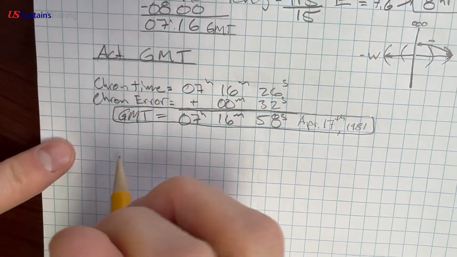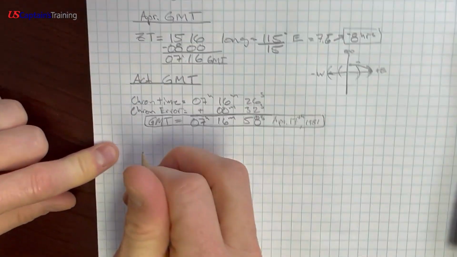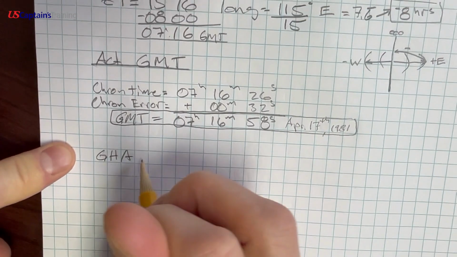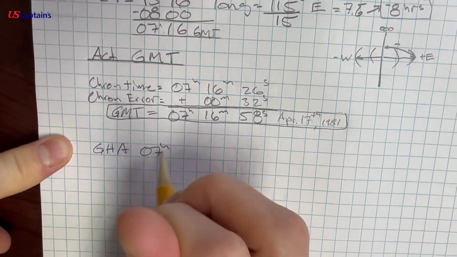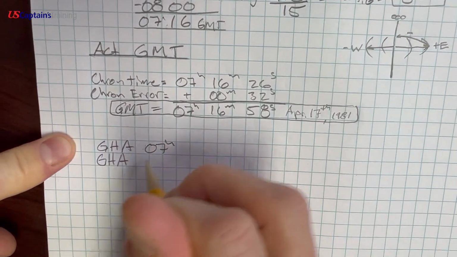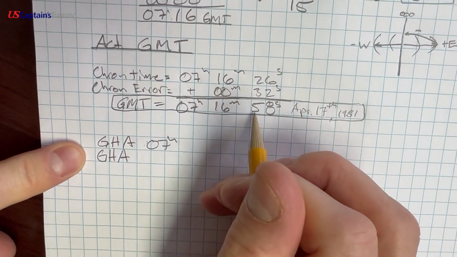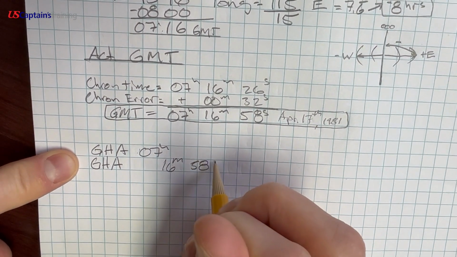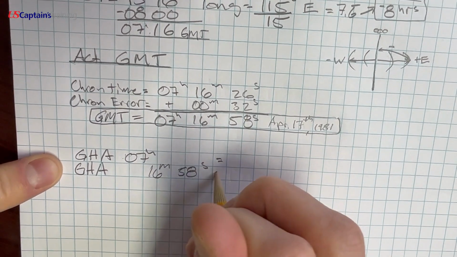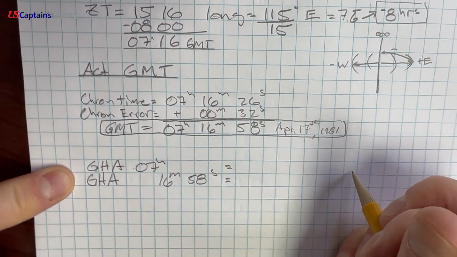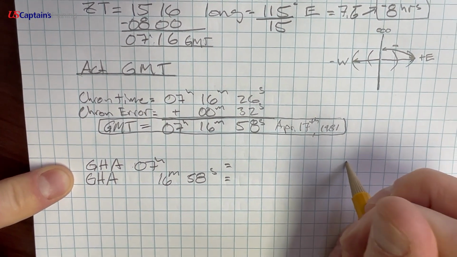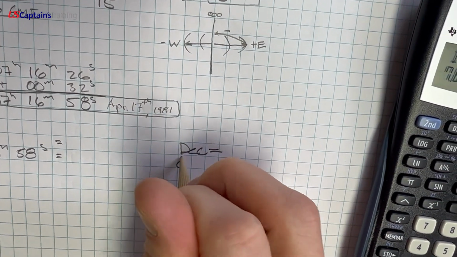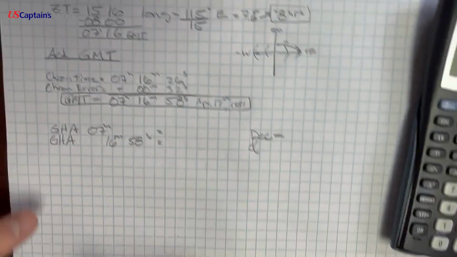Now with our GMT, we can find the Greenwich hour angle, or GHA, of the sun. GHA, and we start out for 7 hours, and then we do the increments. So the GHA for the increments, 16 minutes, 58 seconds. So those are going to equal something. And then when we find those, we'll find the declination at the same time, because the declination is going to be just right next to it. And so is the D correction. So we'll set ourselves up there.